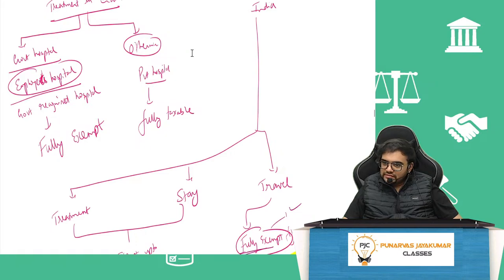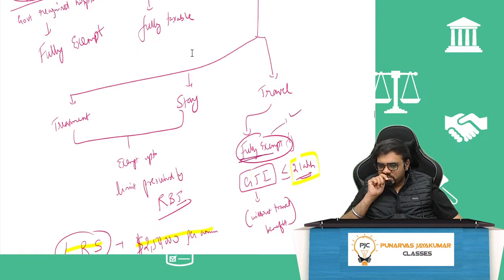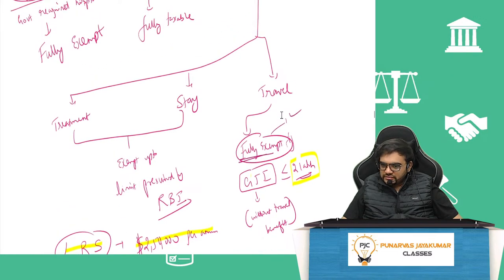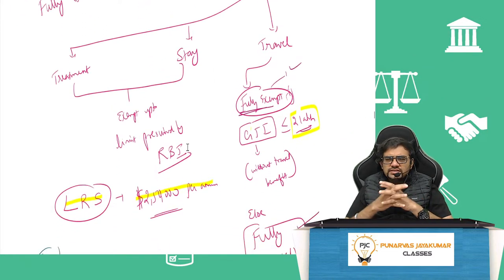Treatment outside India. Treatment or the stay, both exempt up to the limit prescribed by RBI. And for travel, it is fully exempt. Limit prescribed by RBI is what? As per the liberalized remittance scheme of FEMA, it is $250,000 per annum. So for treatment and stay, it is exempt up to the limit prescribed by RBI, that is $250,000 per annum. But travel, on the other hand, it is fully exempt.